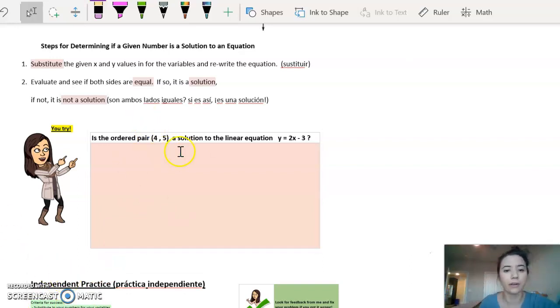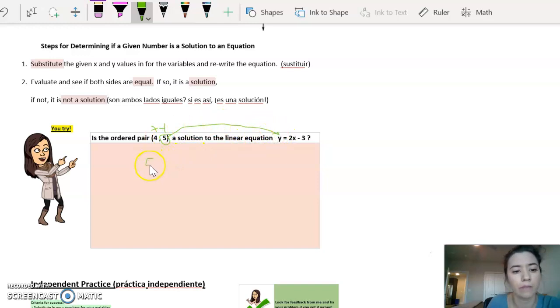Okay, so hopefully you just tried this problem. Again, I just wanted to know, was this point a solution to this linear equation? So hopefully you just plugged in your x and y values. So the 5 is going to go in for your y. And then we have 2 times our x, which is 4. Sorry about that really bad handwriting.